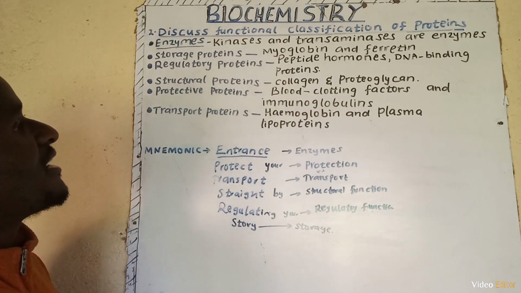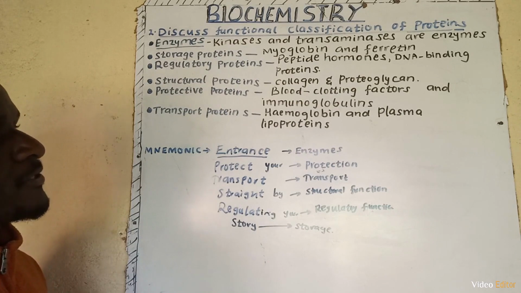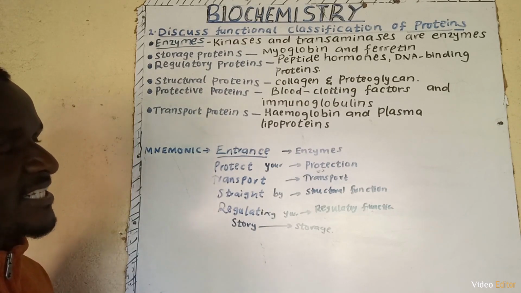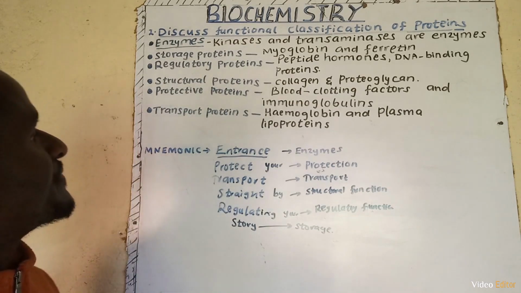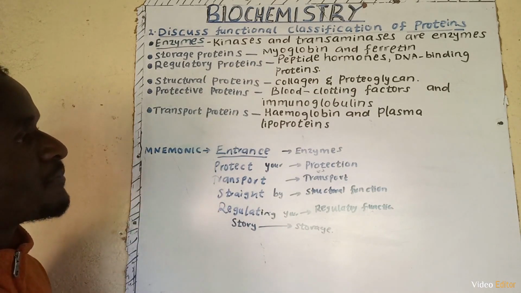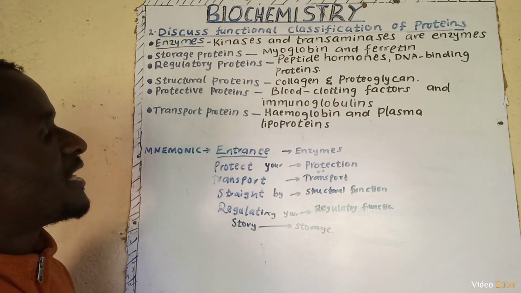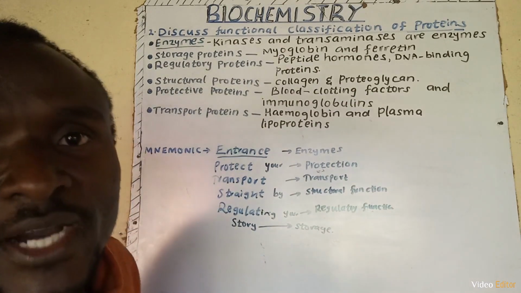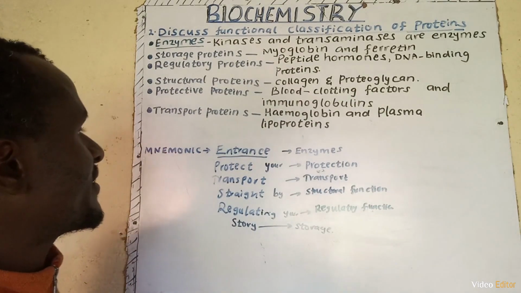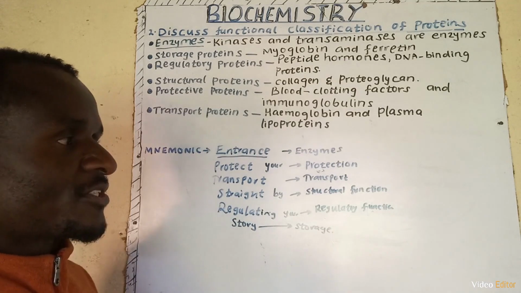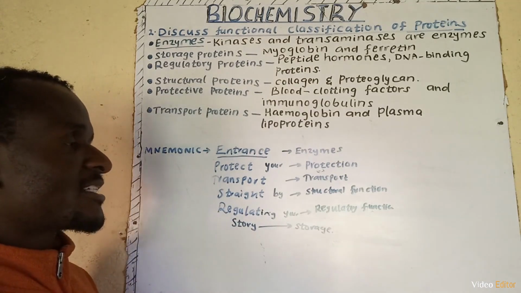Then we have protective proteins such as blood clotting factors and immunoglobulin. Then we have transport proteins. These include hemoglobin and plasma lipoproteins. So I have come up with a mnemonic on how to easily remember the functional classification of proteins.